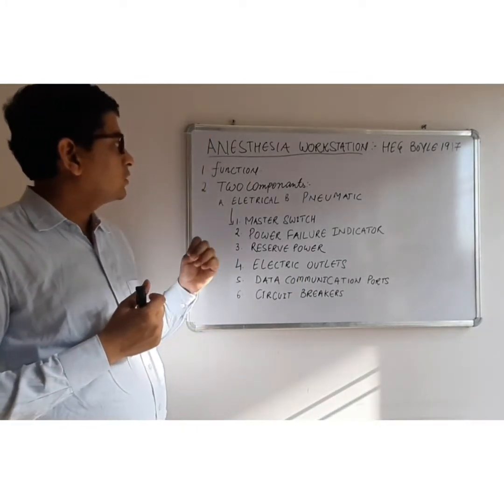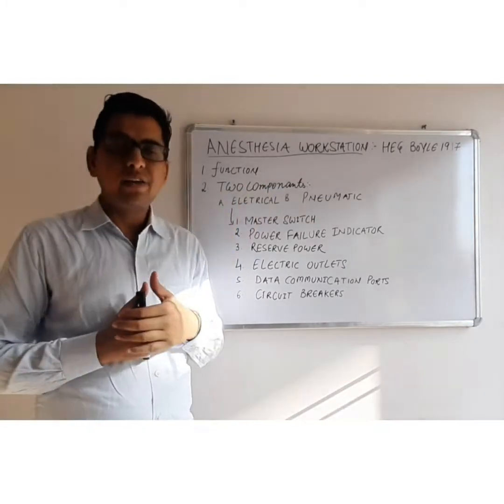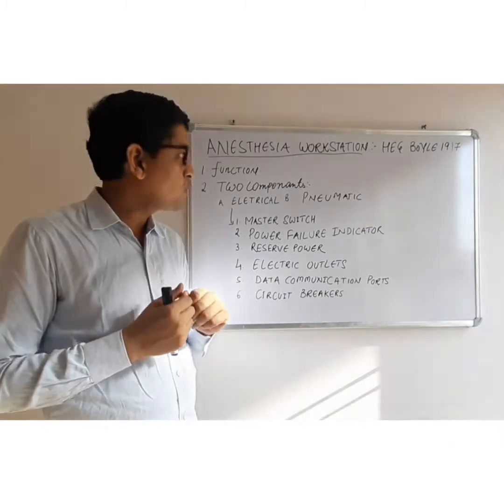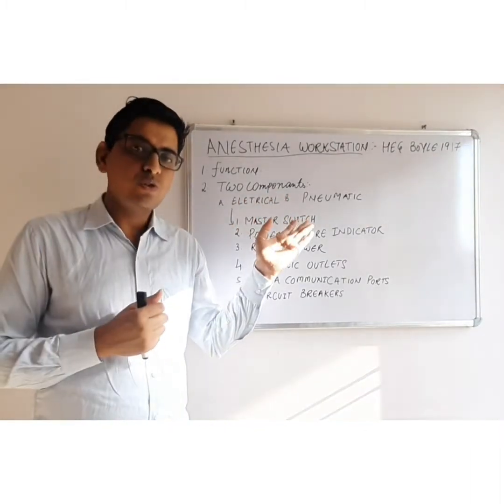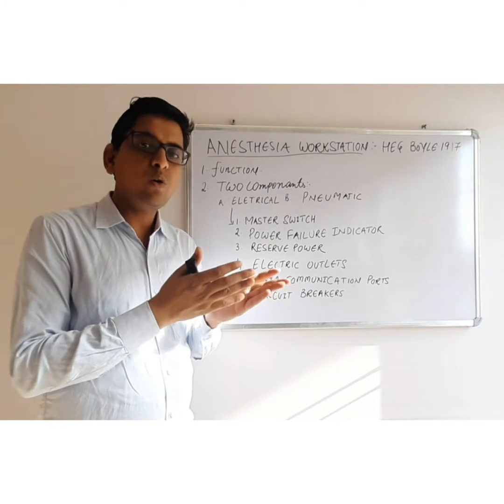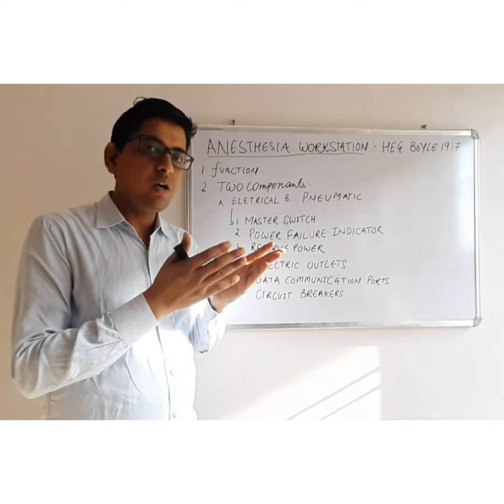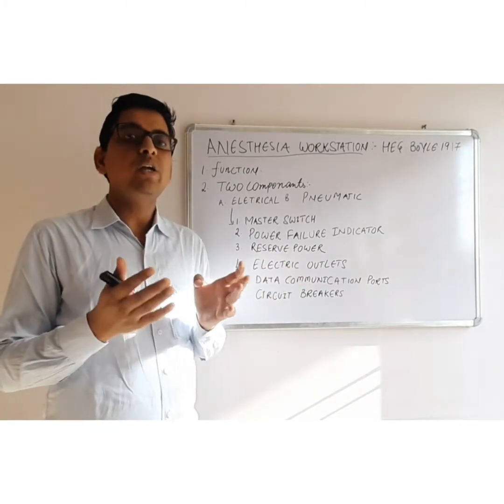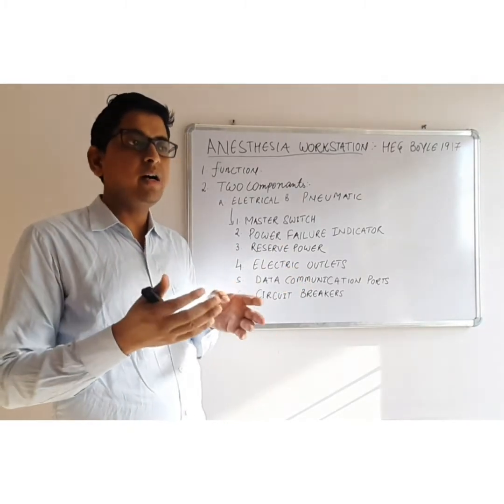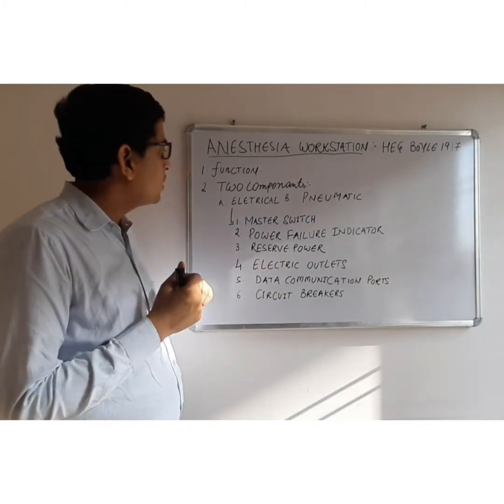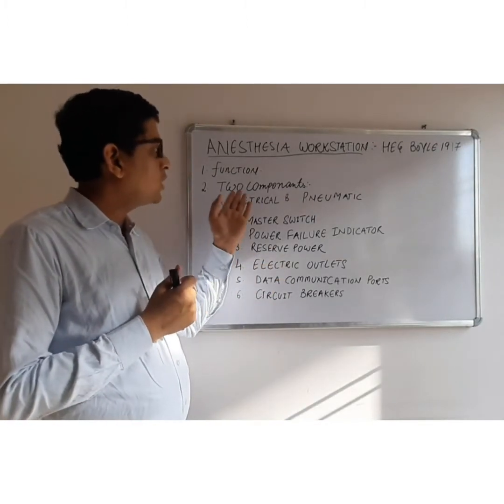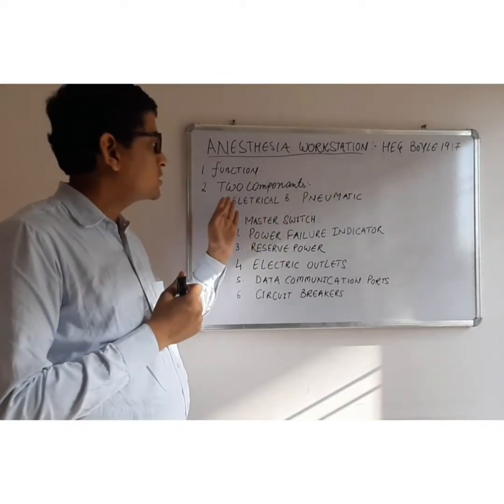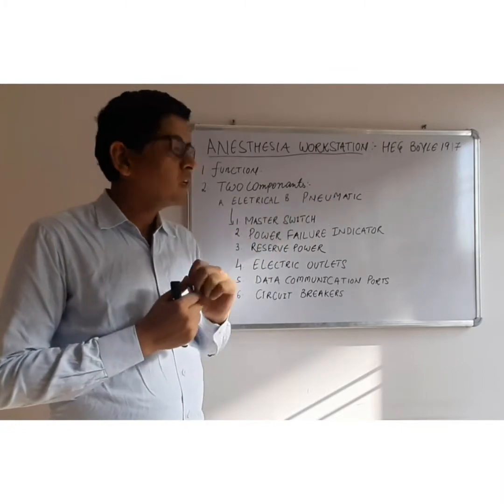So now the function of this anesthesia workstation. Why the anesthesia workstation is used? So anesthesia workstation is used to deliver a precisely known variable mixture of gases, including the life-saving gas like oxygen and the inhalational agent to the patient. Now coming to the component of the anesthesia workstation, there are two main components. One is the electrical and second is pneumatic.